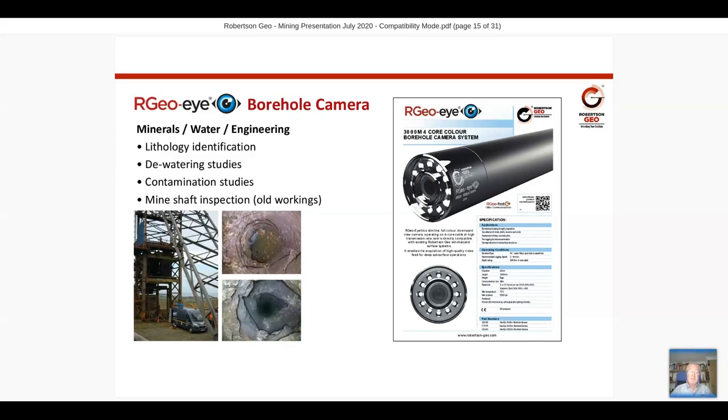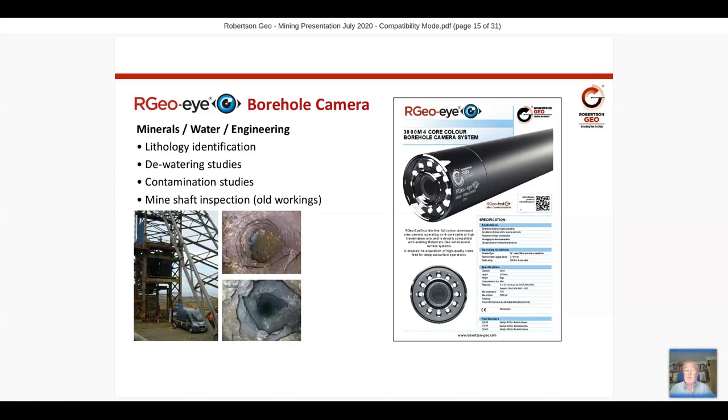It's possible to see water influxes using the camera. It's a very useful tool for lithology identification, dewatering studies to see where flow is coming in and the degree of flow, contamination studies where there may be pollutants coming into the borehole, and mine shaft inspection. In fact, in the picture on the left, you can see our logging vehicle over a mine shaft. That, in fact, is the new mine at Anglesey, Parys Mountain, that we saw on the first couple of slides.